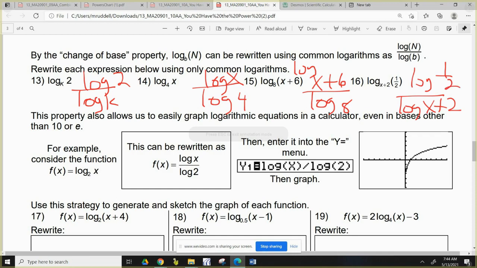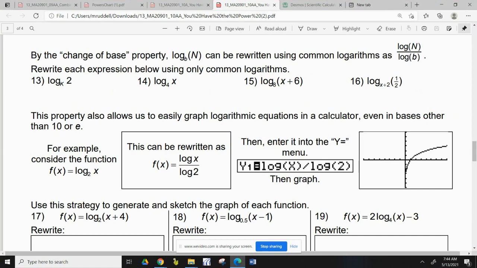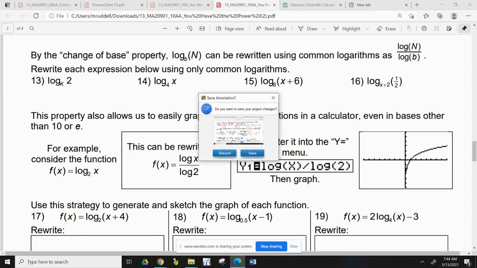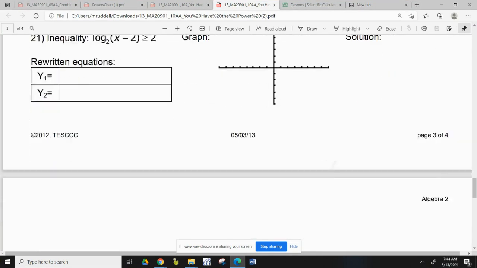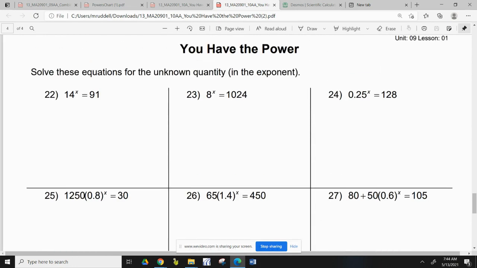All right, the good news is we're going to skip all this graphing part. Now, this is your assignment, and you have today and tomorrow to complete this. You're going to use that change of base property, and you can use Desmos Scientific or Desmos Graphing, either way, to find it.